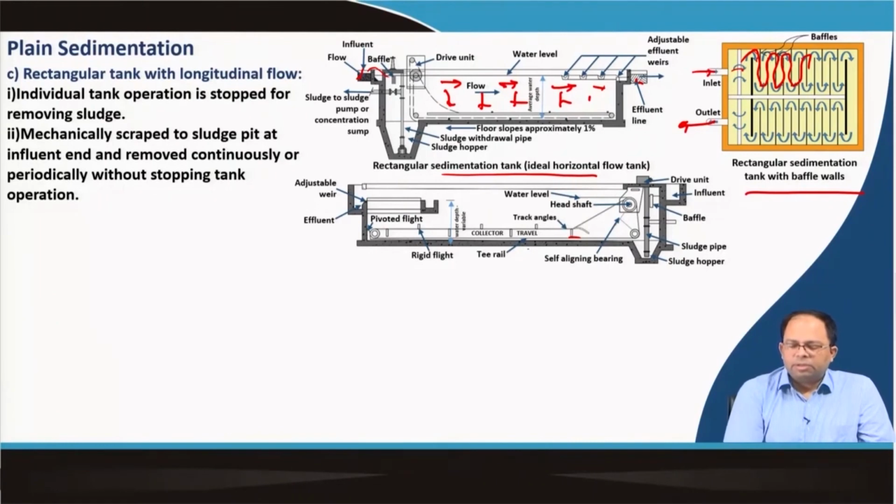So, this keeps on scraping the sediments which fall over here and brings them to the sludge hopper, or the sludge pit you can say, from where the sludge is removed. There is also a motor that drives this belt, which continuously moves, and in the process it has fins like that which scrape the surface and bring the sludge over here.